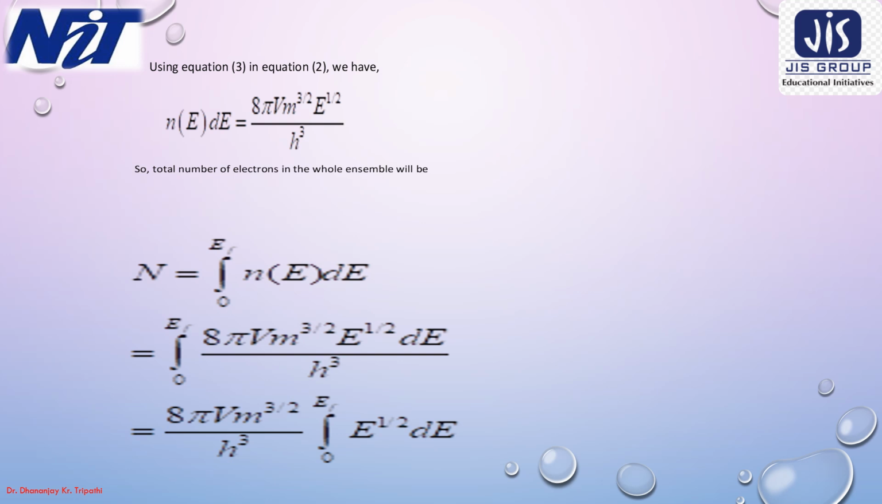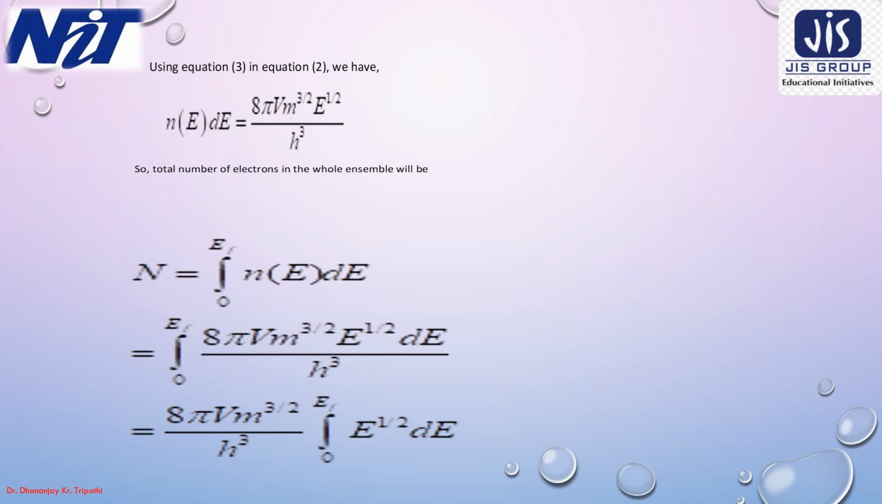So the total number of electrons in the whole ensemble will be the integral of this relation. If we integrate both sides, capital N, which is the total number of electrons considered in the whole ensemble, will be equal to the integral of NedE, that will be equal to 8 pi V m to the 3 by 2 E to the half dE by h cube. Now you see, 8 pi and the volume V will be constant, because you are taking the constant volume, the mass of the electron is constant, and h cube, the value of h, Planck's constant, is also constant. So all these terms will come outside.